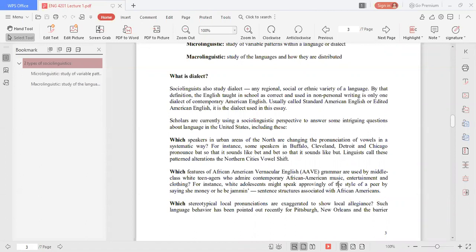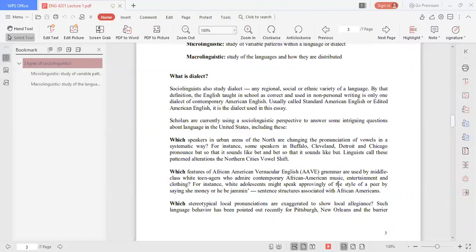Now, we'll be studying dialect. Sociolinguistics also studies dialect, any regional, social, or ethnic variety of a language. For example, our regional variety is from, you can say, Noakhali, Chittagong, Comilla. They have a different dialect, right? So that is regional dialect. And social dialect is based on the society. Noakhali, Comilla, Lakshmipur, Feni, they have different kinds of social structure, so they have different kinds of dialect.